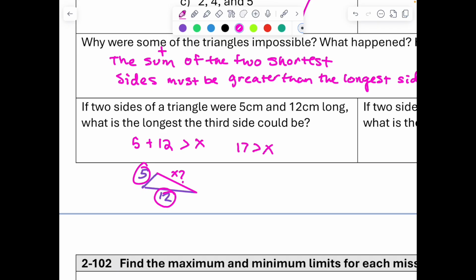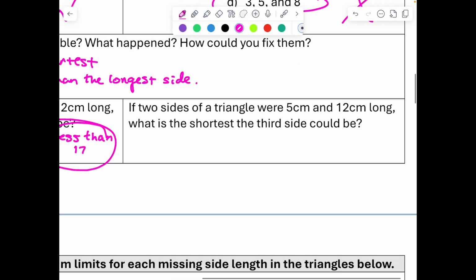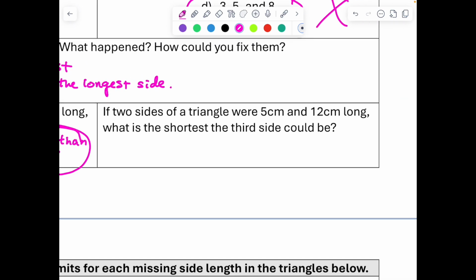However, what if 12 was the longest side? 5 plus 12 is 17. So X has to be less than 17, in order for the shorter sides to add up to more than that. So our answer is the longest it can be is less than 17.